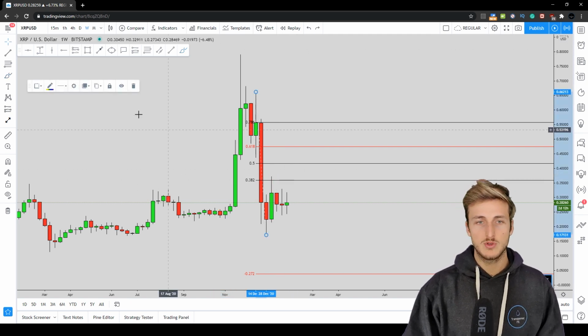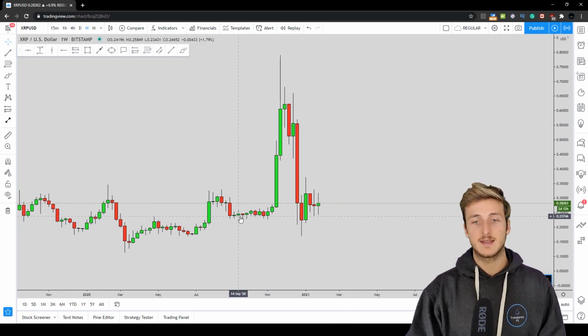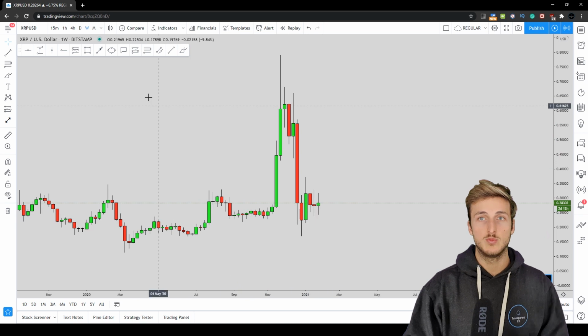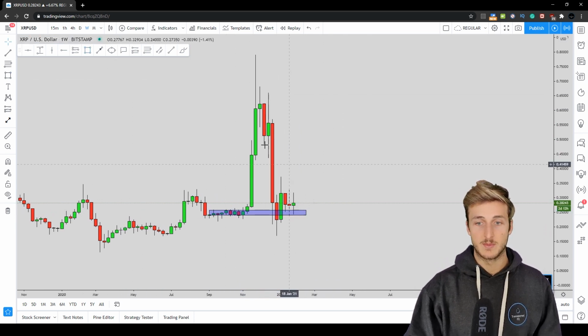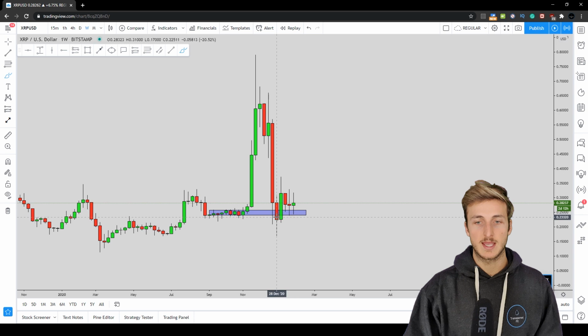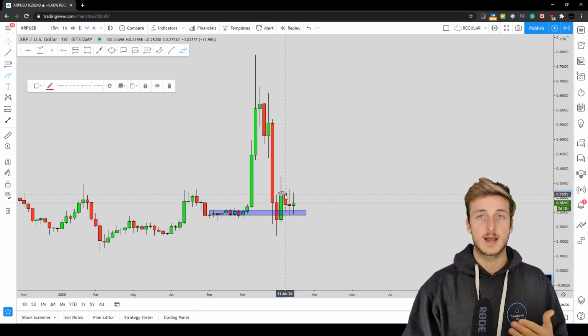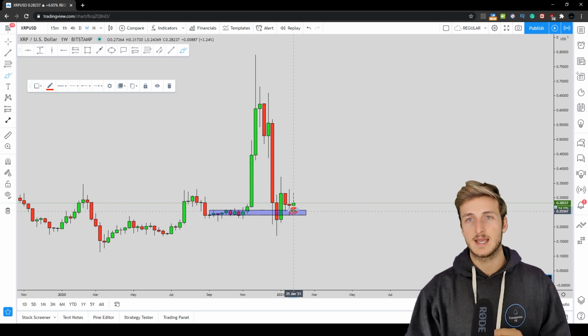Now, at the moment, if we look at the current situation, what we can see is that we are testing again the previous horizontal accumulation phase. Now, this is a very strong demand zone in the market. And what we can see is that the market has first created a break and close below it with this red candle. Then the market has closed back above it with this green candle. And currently, the market is again retesting the zone.